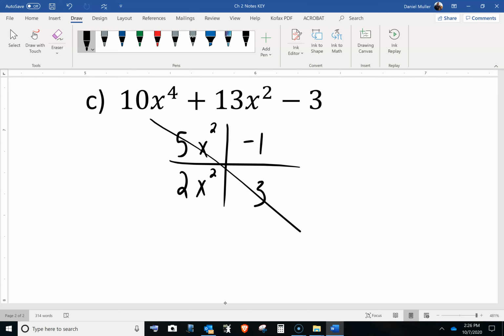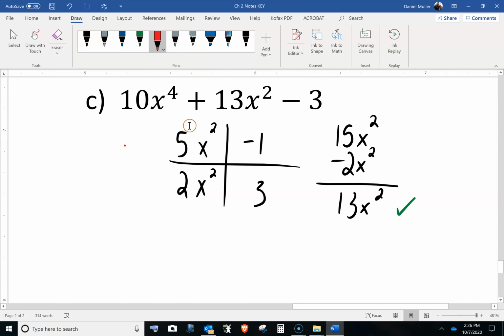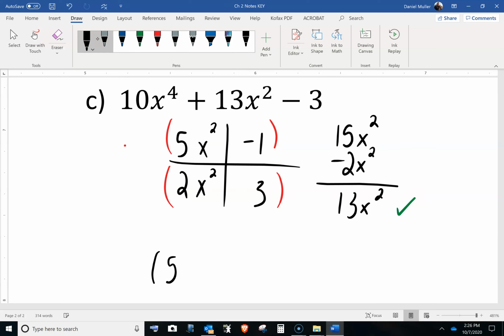Now when you multiply, that's going to get you a 15 with an x squared, and that's going to be a negative 2 with an x squared. They are alike, they're like terms, which gets me 13x squared. They wouldn't be alike if you made one of these a 3 and the other one a 1, but because we kept them both 2's, they're alike, we can actually add them. And so 13x squared is exactly what I needed. And so there you have it. There's a 5x squared minus 1 and a 2x squared plus 3.